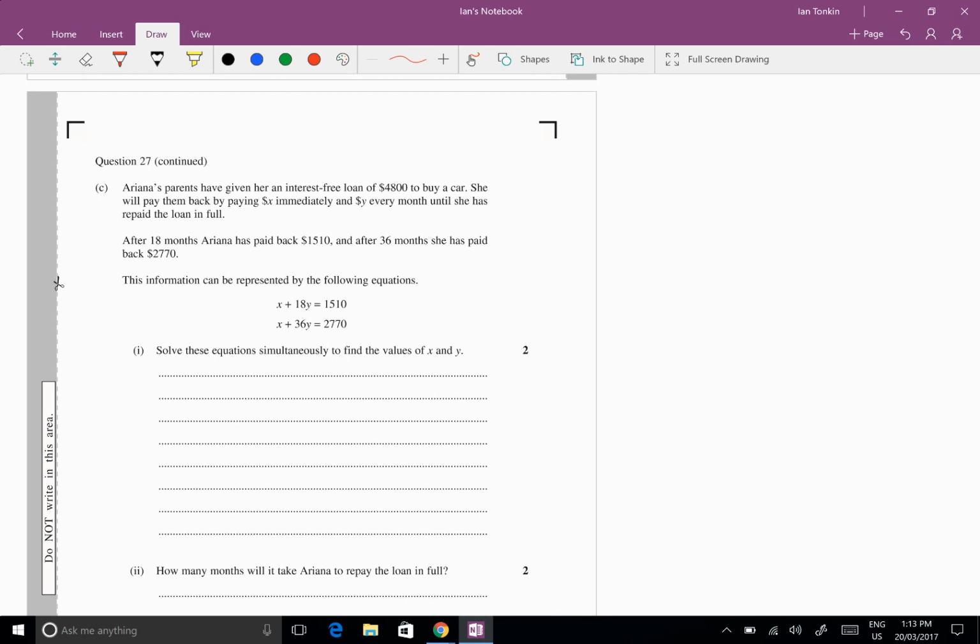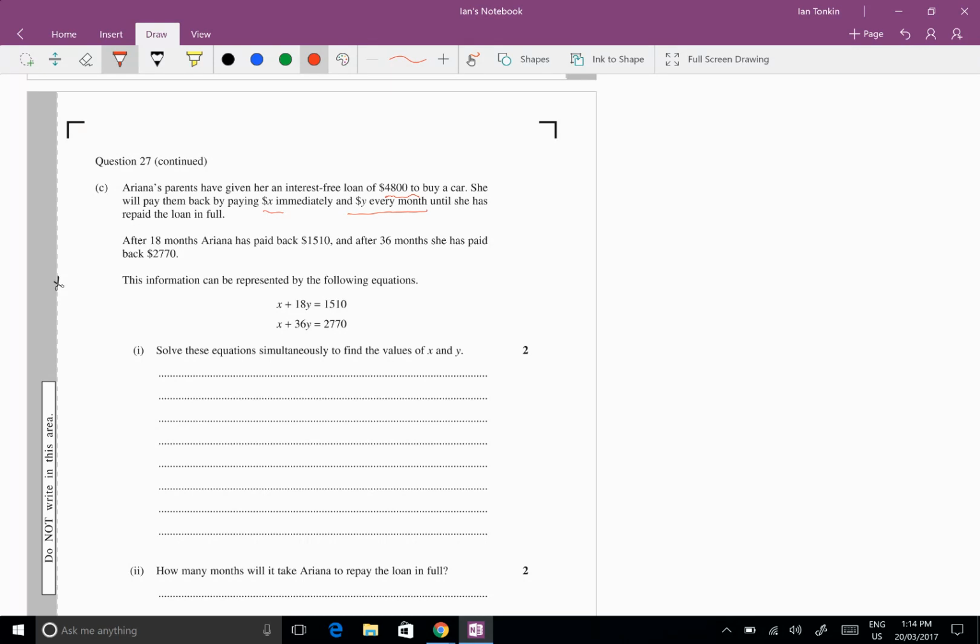Question 27, solving simultaneous equations. Now, this one's actually pretty easy, but let's read it. Anna's parents have given her an interest-free loan of $4,800 to buy a car. Okay, $4,800 to buy a car. No interest. She'll be paying them back X dollars and Y dollars, X dollars immediately and Y dollars every month until she has repaid it in full.